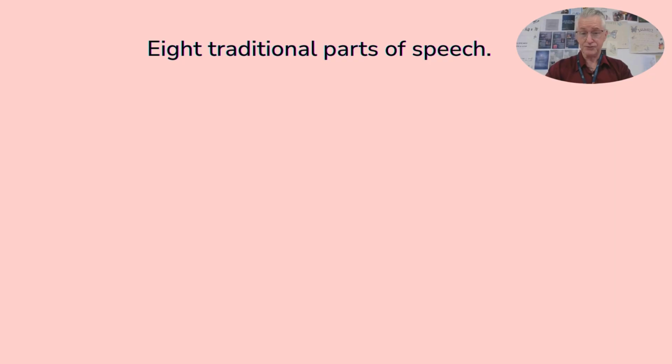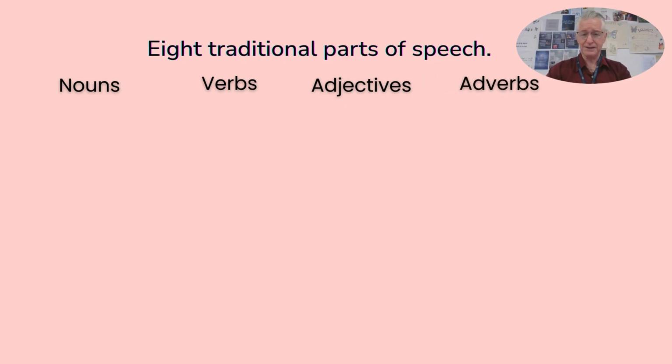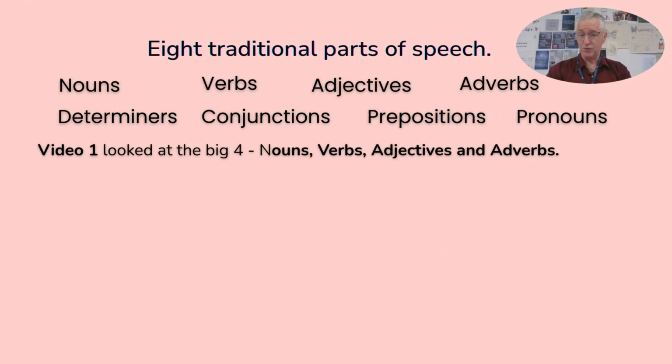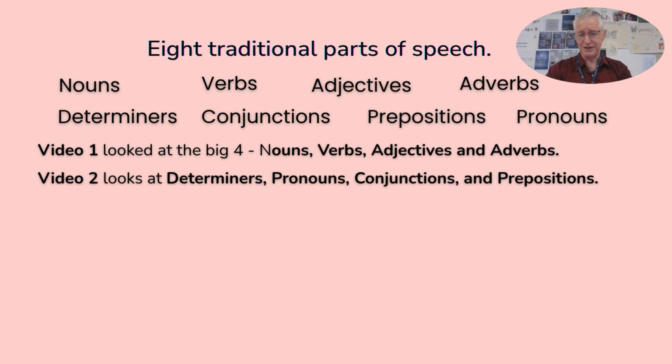There are 8 traditional parts of speech: nouns, verbs, adjectives, adverbs, determiners, conjunctions, prepositions, and pronouns. And in video 1, we looked at the big 4: nouns, verbs, adjectives, and adverbs. And in this video, we're going to look at determiners, pronouns, conjunctions, and prepositions.